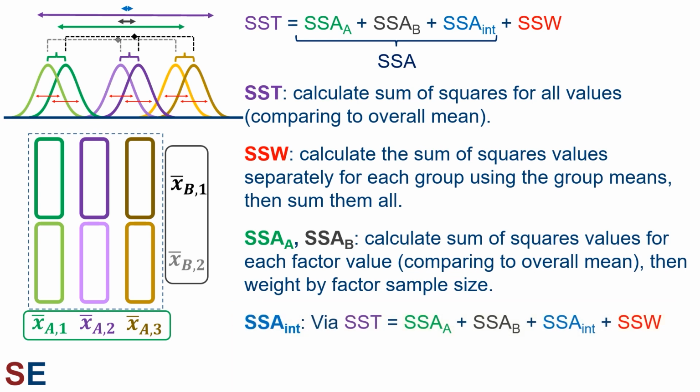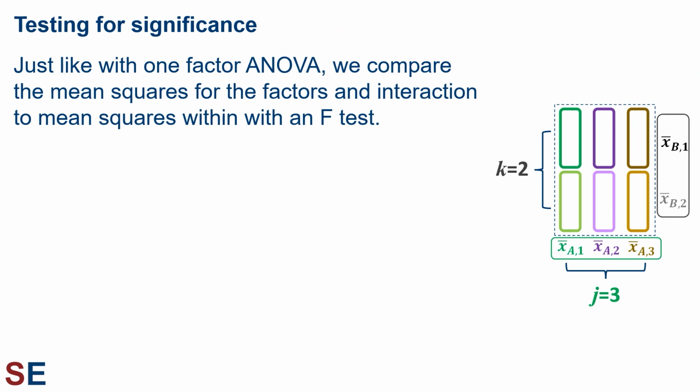But what about the mean sums values we need for the f-tests we'll be using to test for the significance of our two factors and their interaction? When testing for significance, we'll use f-tests. Let's continue with the previous example, and let's use j equals 3 for the 3 color factors, and k equals 2 for the 2 shade factors.